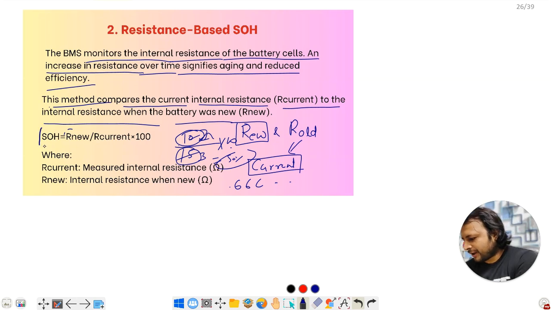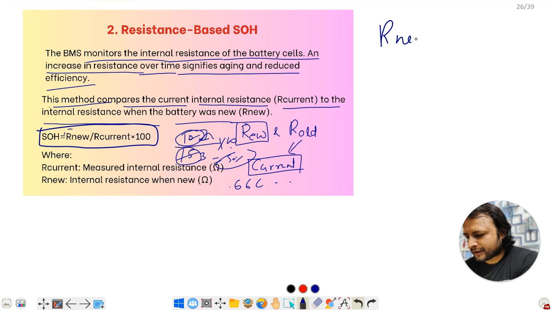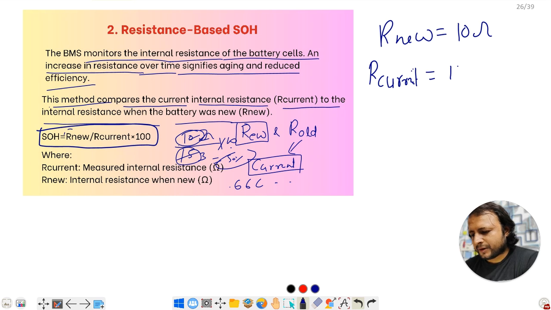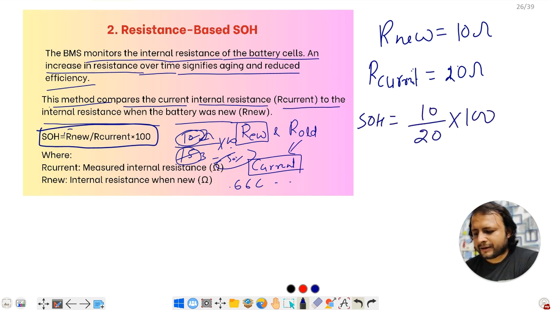Suppose the R new, the formula is there. Suppose the R new is the resistance when it was new, suppose it was 10 ohm for one cell. And now R current means resistance of now, suppose it is up to 20 ohm, double हो गया. So we will find out the SOH is equal to 10 by 20 multiplied by 100. Now it is 0.5 multiplied by 100. So we have got 50% of SOH.